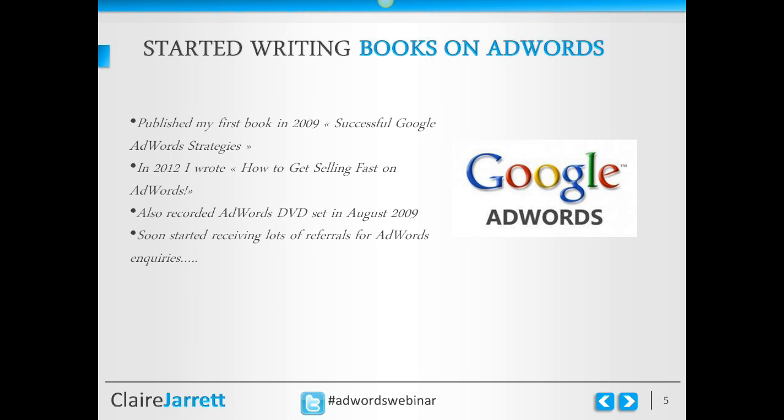And from then, I wrote my first book back in 2009, which was published as a hard copy book, which was actually for sale on Amazon and eBay and into bookshops. And that was called Successful Google AdWords Strategies. Now, because AdWords goes out of date so quickly, because the interface changes so quickly, I then updated that totally and rewrote it in 2012 and wrote a new one, which was called How to Get Selling Fast on AdWords.